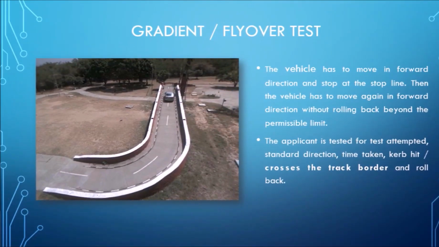Gradient or flyover test. The vehicle has to move in forward direction and stop at the stop line. Then the vehicle has to move again in forward direction without rolling back beyond the permissible limit. The applicant is tested for test attempted, standard direction, time taken, curb hit or crosses the track border and roll back.